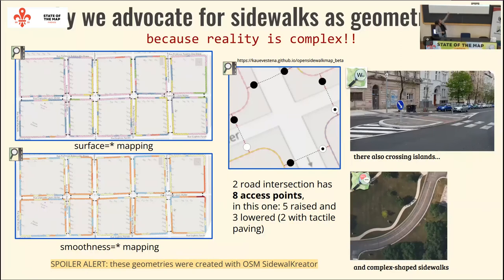And there is also a common crossing in Brazil where, at these 8 access points that only one crossing has, there are five that are raised, and only 3 that are lowered, and only 2 of them have tactile paving to assist blind people. And there are also other types of complexity in reality that cannot at all be stored in the tagging schema, like complex shaped sidewalks. And there's also some stuff that exists only for representation, like crossing islands on the sidewalk schema, mapping them as geometries.